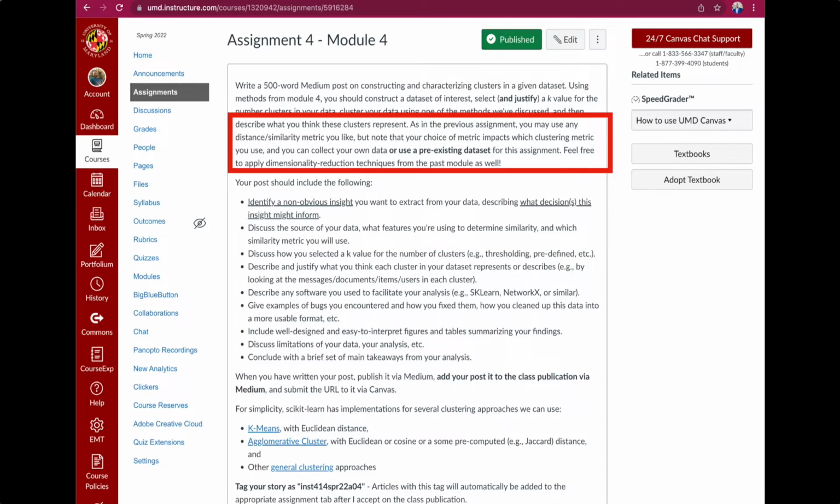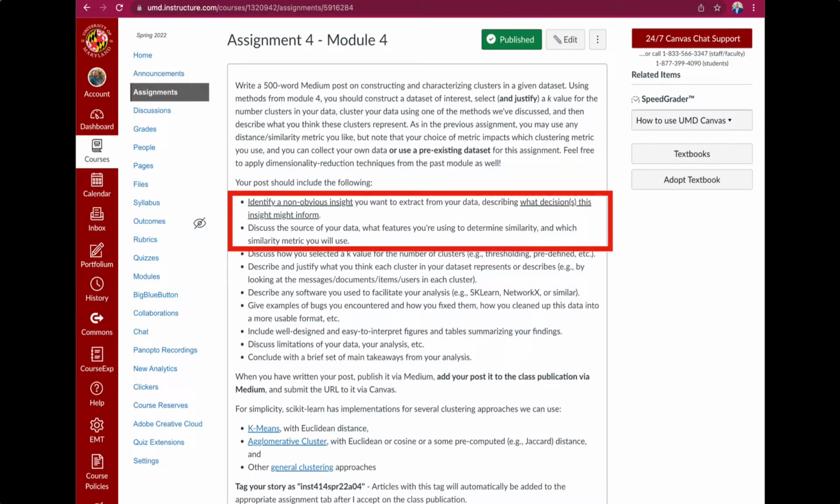So I'll have a walkthrough of the step-by-steps here in just a second. As with assignment 3, I'm not requiring you to collect your own data for this assignment. You're welcome to use data from Kaggle or some data that you've already collected or some data from your project. You're welcome to do that. And then, as with every other assignment, I want you to identify some non-obvious insight that's going to be actionable that you want to extract from your data. So specifically, you should be thinking about, as always, what decisions this insight might inform and how might you use those insights to take action.